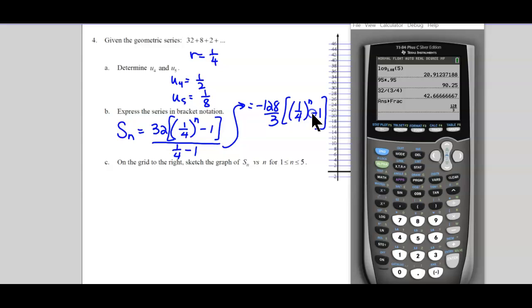Okay, so in bracket notation, actually, you know what I'm going to do? Well, I'll do this. I'm just going to put this in bracket notation just to save space. K equals 1, and this is technically going to 5, although if it went on forever, it would go to infinity.